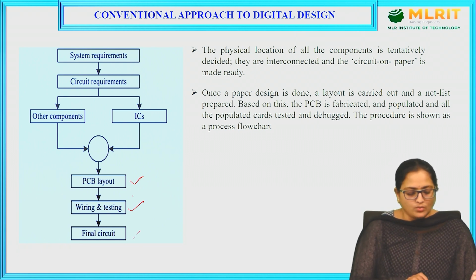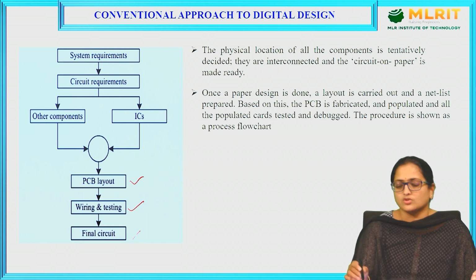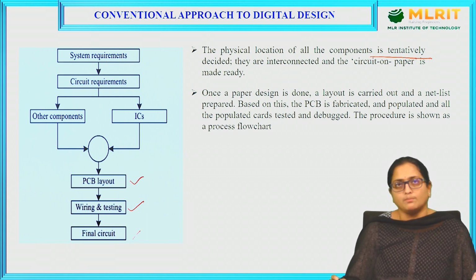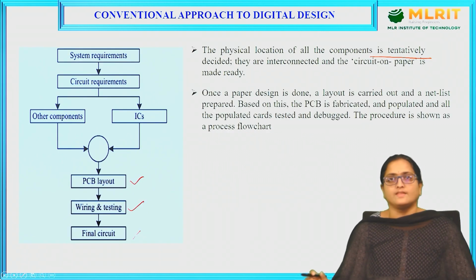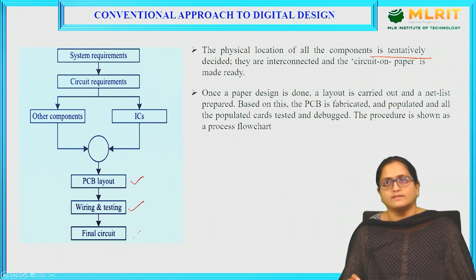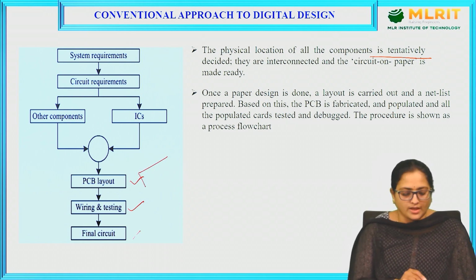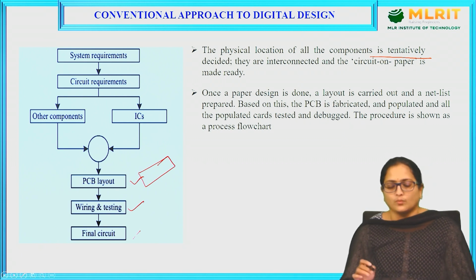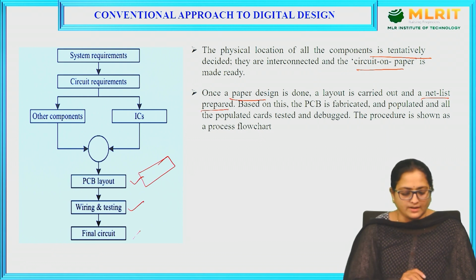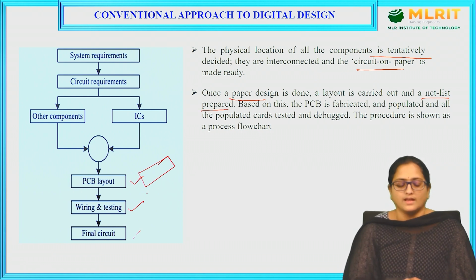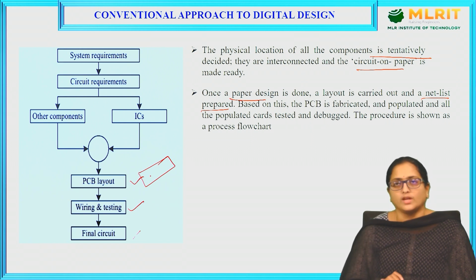In PCB layout and wiring and testing, the physical location of all components is tentatively placed. That is, rough placement will be done in PCB layout. The physical location of all components is tentatively decided. That is, rough placement of all the circuits is done on a printed circuit board, where they are interconnected, and a circuit on paper is made ready. Once the paper design is done, layout is carried out and net list is prepared. That is, wiring and testing will start after placement of components on a PCB.